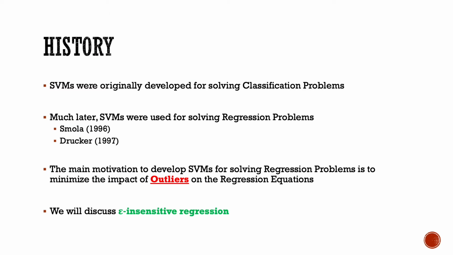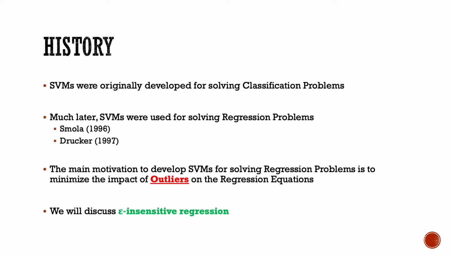Support vector machines, or SVMs, were originally developed for solving classification problems. They are still used for solving classification problems, and they are very effective. It was much later that it was realized that SVMs can also be utilized for solving regression problems. It was first proposed by Smola in 1996 and later developed by Drucker in 1997.